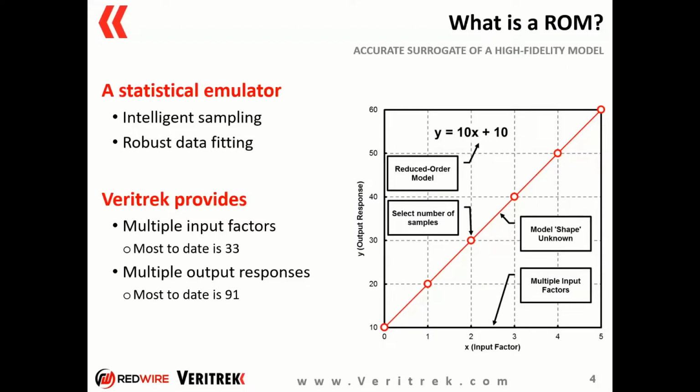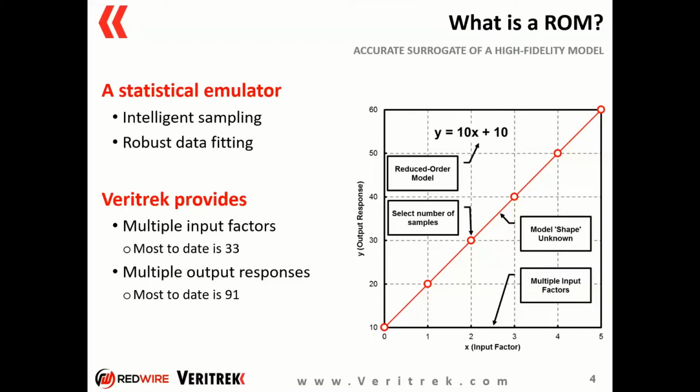And with Veritrek, we're really expanding quite a bit beyond this very simple example. We provide this simple example because it's 2D and we can show it on a PowerPoint slide, but Veritrek's really going pretty far above and beyond what we're showing here. We're not just dealing with a single input factor with reduced order models. We're dealing with multiple input factors. The most input factors to date that a customer has used is 33. We're also dealing with multiple output responses.